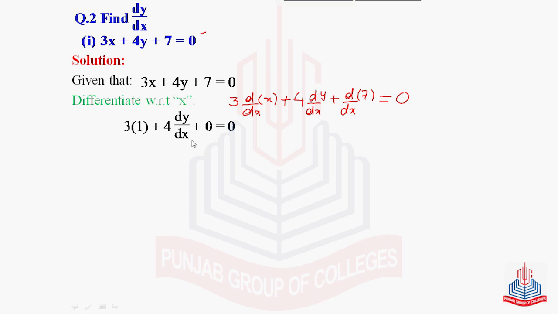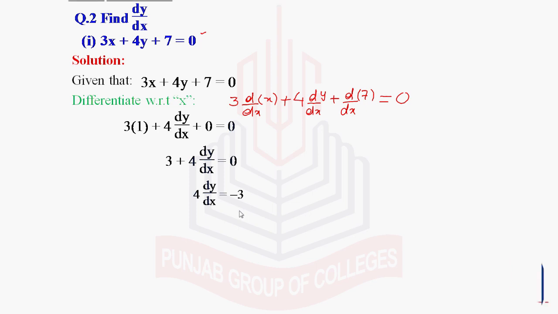Now simply using algebraic technique to find this dy by dx. When we apply this, 3 will be shifted to the right hand side, so this will be like this: 3 plus 4 dy by dx is equal to 0, and 4 dy by dx is equal to minus 3, and finally dy by dx will become minus 3 by 4.